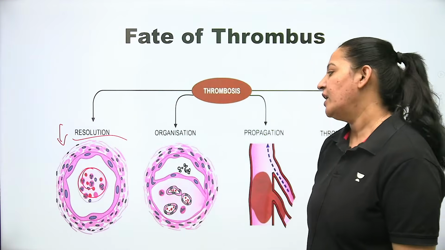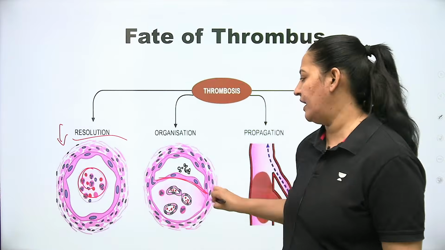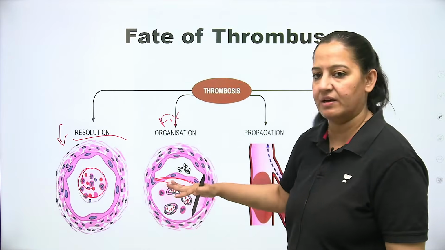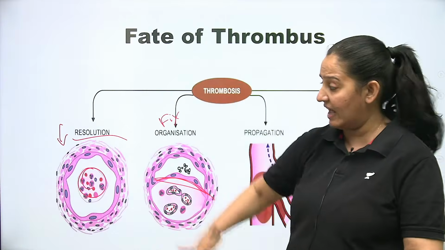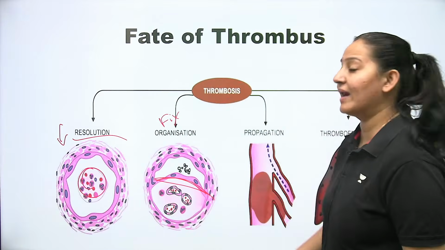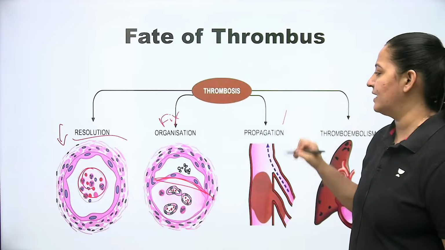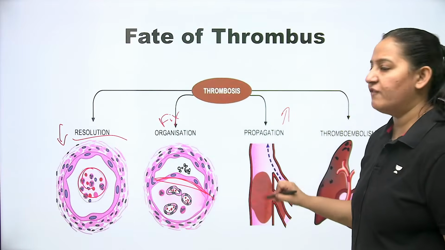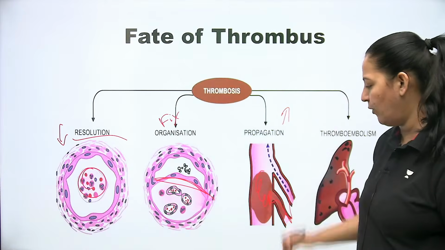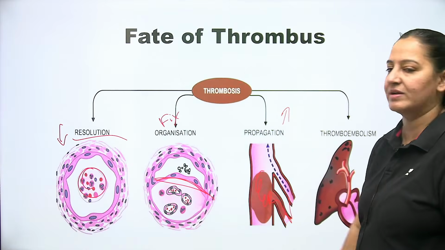If you are unlucky, it will be fixed in size, calcification occurs over it, and it is fixed there. Fixed in size, that is organization. It will never increase, it will never decrease, the size is fixed. Calcification is there. If you are more unlucky, it will increase in size. It will propagate. If it is arterial, it will go retrograde, and if it is venous, it will go antegrade. Propagating means increase in size.